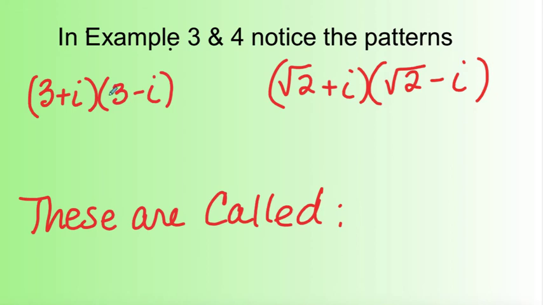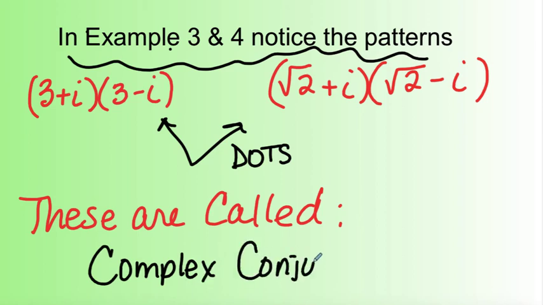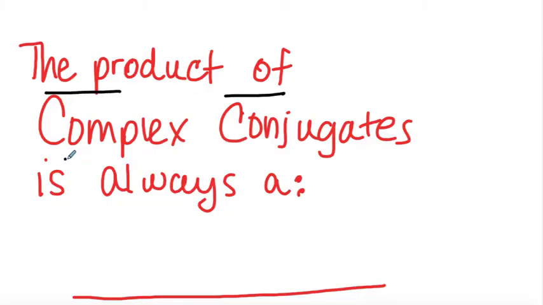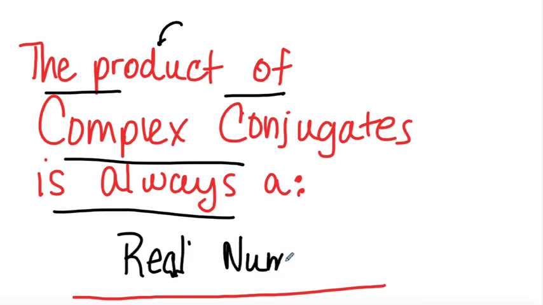All right, so what you might have noticed is that in examples 3 and 4, these were the patterns, these were DOTS, the differences of two squares, the same numbers but with opposite signs. These are called complex conjugates. And the product of complex conjugates, product means multiply, when I multiply them, the result will always give me a real number, like it did for us. It gave us 10 and it gave us 3. Those are real numbers, not imaginary numbers.